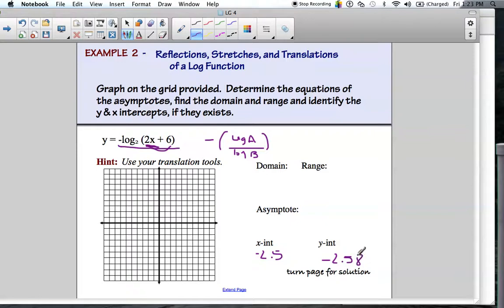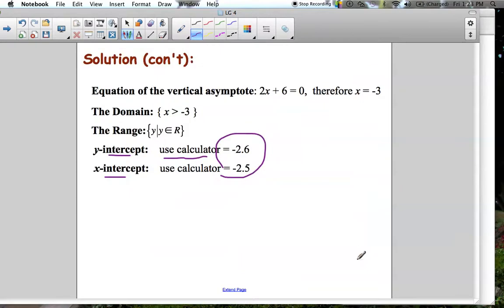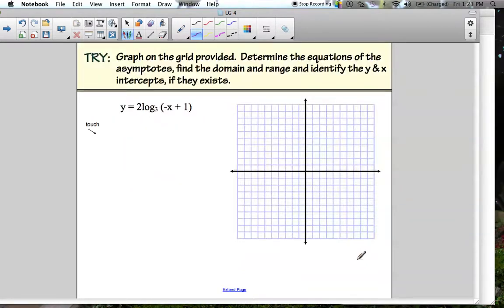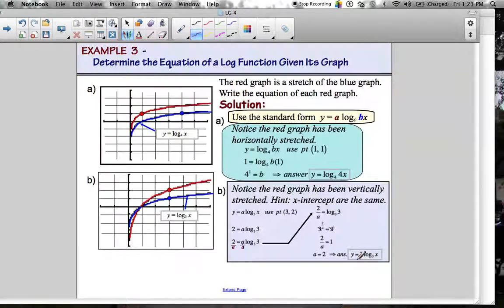Okay, so that's how you would do that. Okay, you can try that one on your own and see how you do. Okay, and we'll stop here and we'll finish up in part 3.